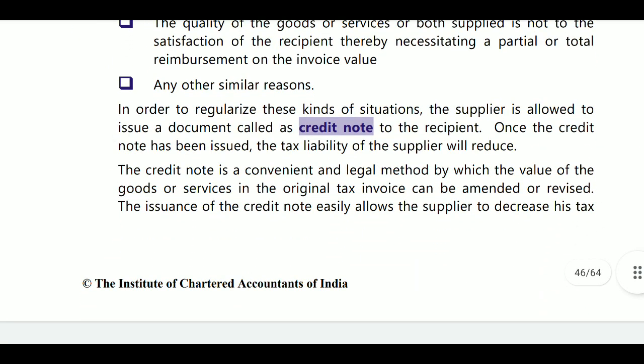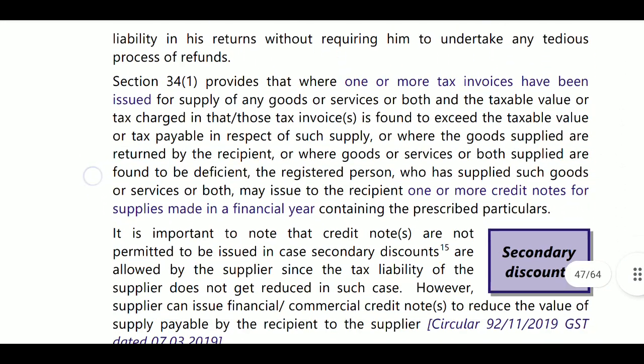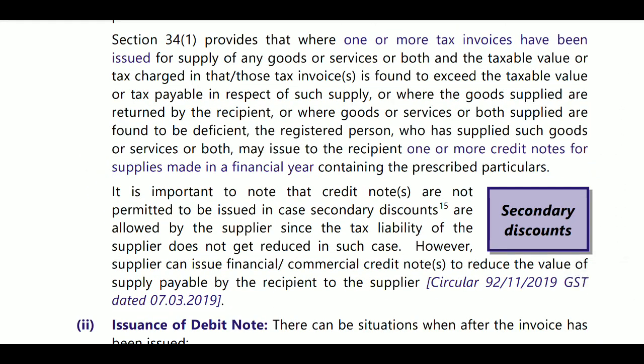Next, a registered supplier of goods or services or both may issue, for the above transactions, one or more credit notes for supplies made in a financial year. So you may issue one or more credit note invoices to a recipient of goods or services. There is no compulsion of issuing one credit note for one person, two credit notes for two persons, it is not like that. They may issue any number, one or more credit notes for supplies made in a financial year to a recipient of goods or services or both.